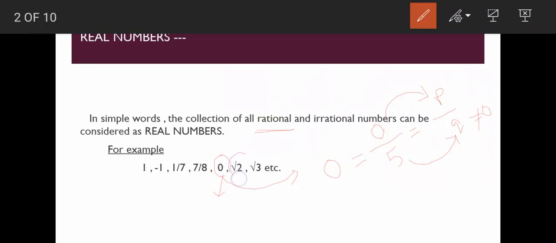After that, root 2, root 3, these two are square roots of prime numbers. Therefore, these two numbers can be considered in the category of irrational numbers, which cannot be expressed in the form p by q with q not equal to 0.